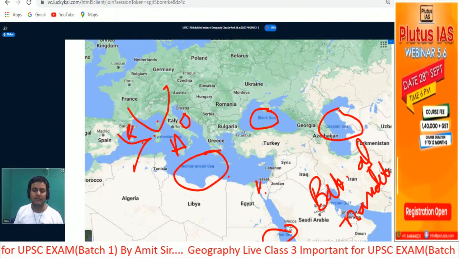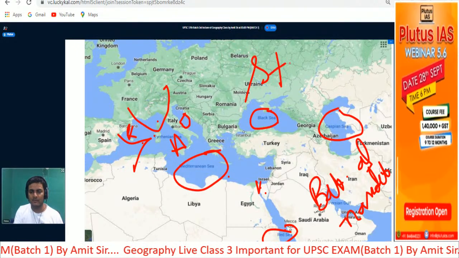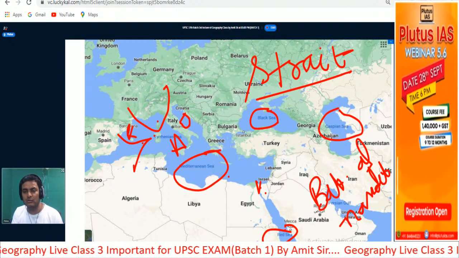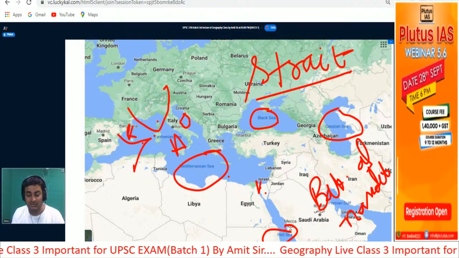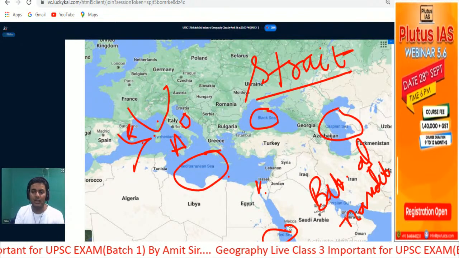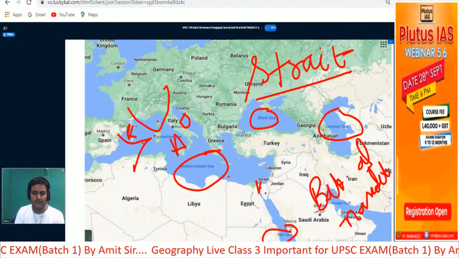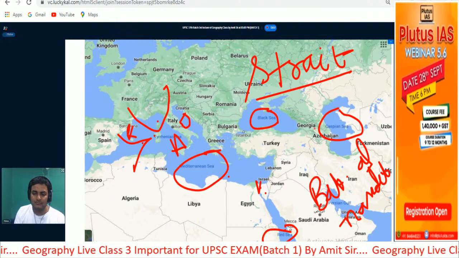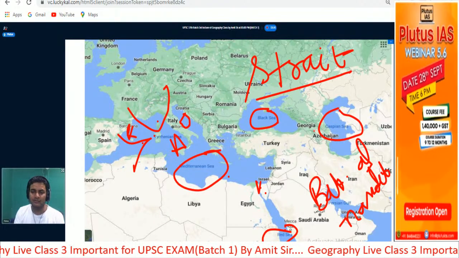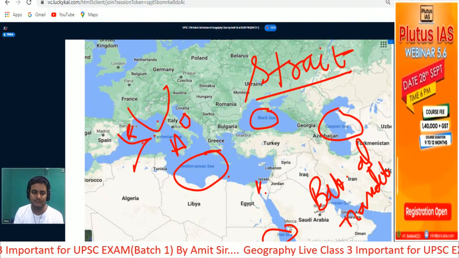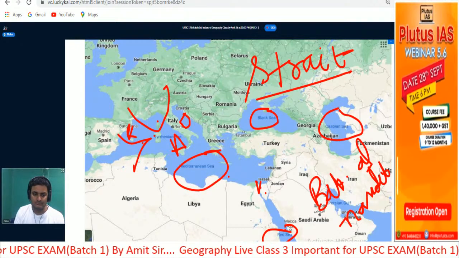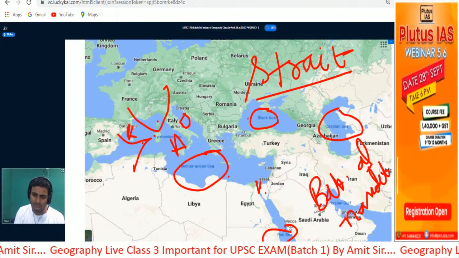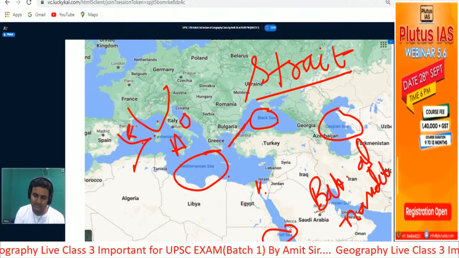you can, if you want, you can write the definition of strait. Strait: narrow body of water surrounded by large size land and connecting two large water bodies. So it is something like narrow passage. See, this is a narrow passage. Here the Black Sea and this Mediterranean Sea. This is a narrow passage.